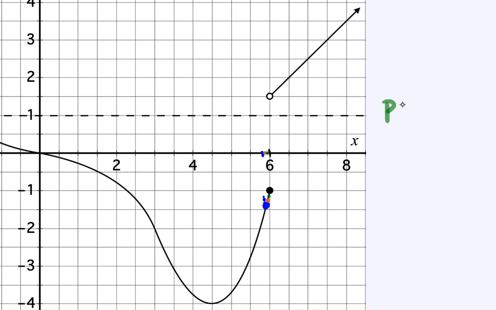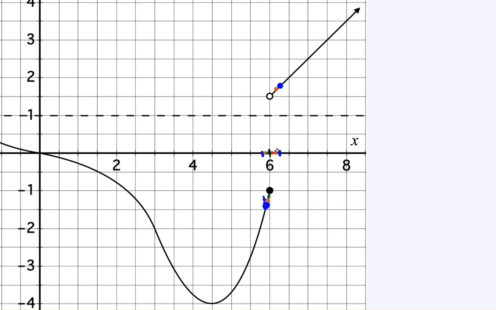I recommend you pause the video now, work on this, and then unpause to check your work. So I'll choose an input value somewhat close to 6, and I'll just get closer and closer. So at this input value, the output is here. I just looked vertically above the graph. As I choose a closer input value, the output has decreased slightly.